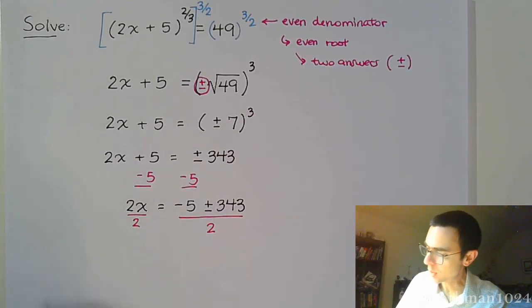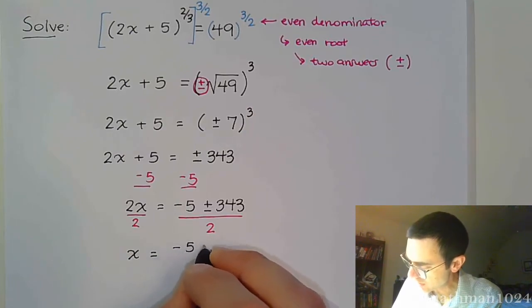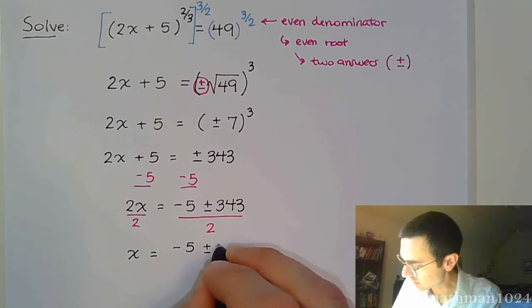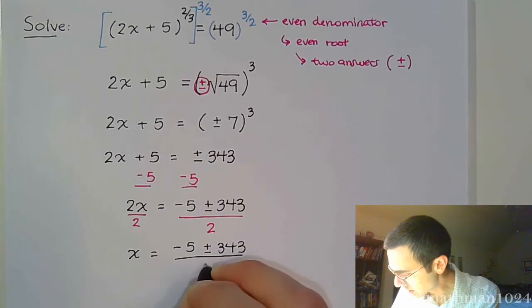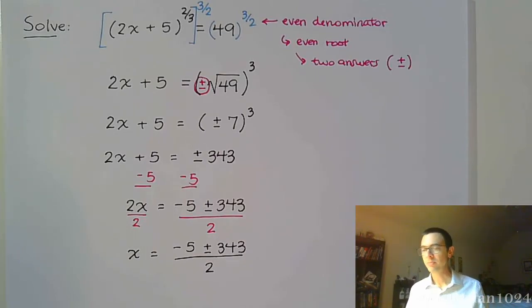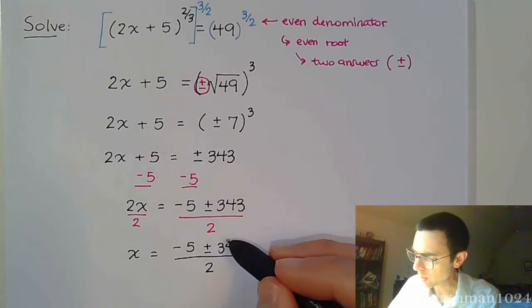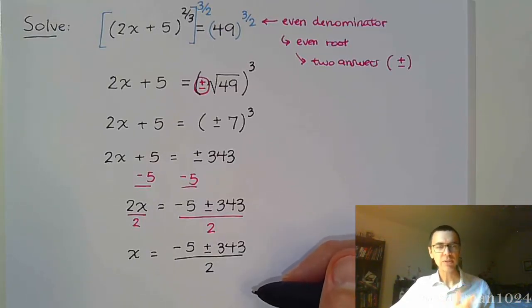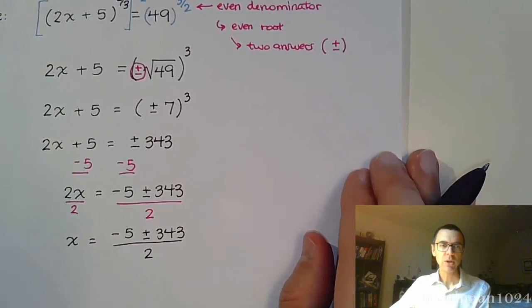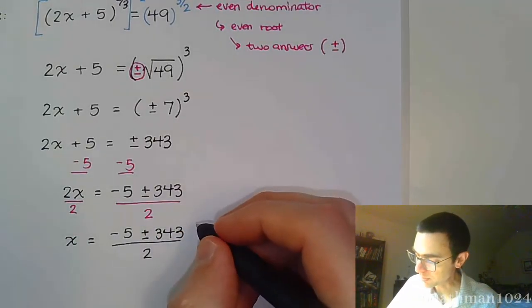We divide both sides of the equation by 2. And we have x equals negative 5 plus or minus 343, all divided by 2. But we can't stop here, because we don't have anything radical, we don't have anything imaginary. And when that is the case, you have to separate and split up your answer into the two different possibilities, one with the plus and one with the minus.